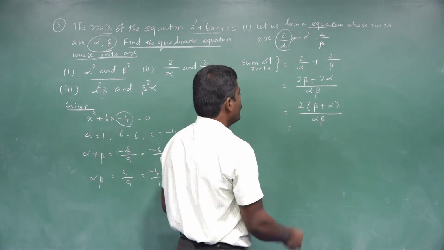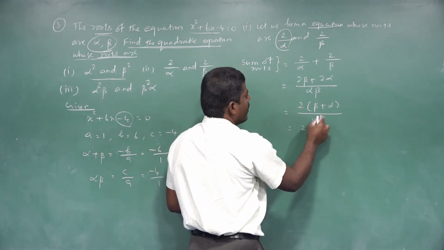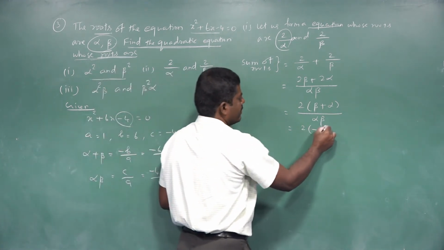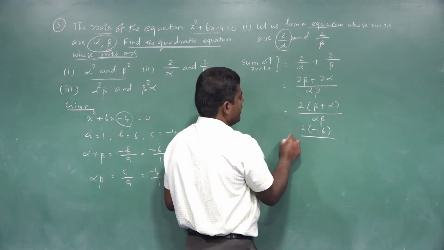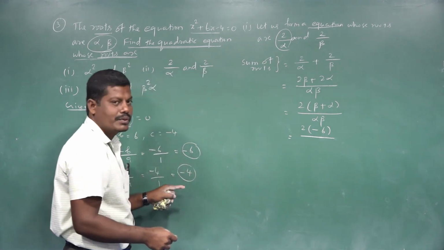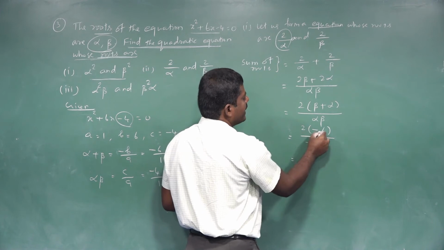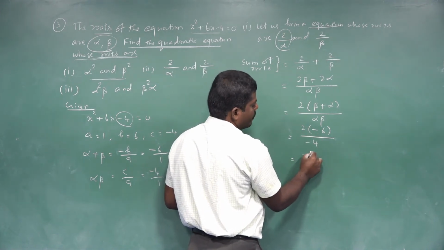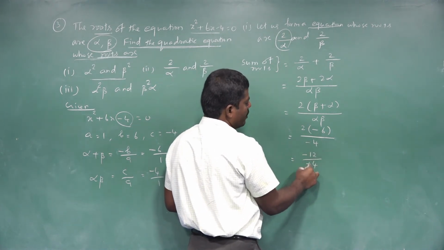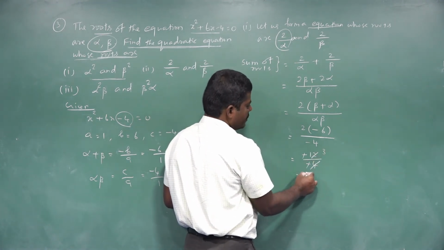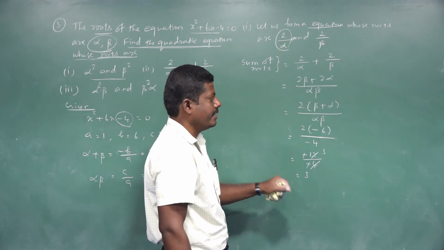Understand? Now, 2 times alpha plus beta. The value of alpha plus beta is minus 6, divided by alpha beta, whose value is minus 4. Understand? Now 2 multiplied by minus 6 is minus 12, divided by minus 4. Now the minus signs cancel. 1 4 is 4, 3 4s are 12. So the sum of the roots is 3.